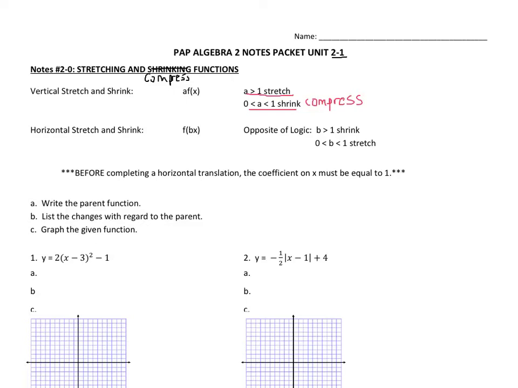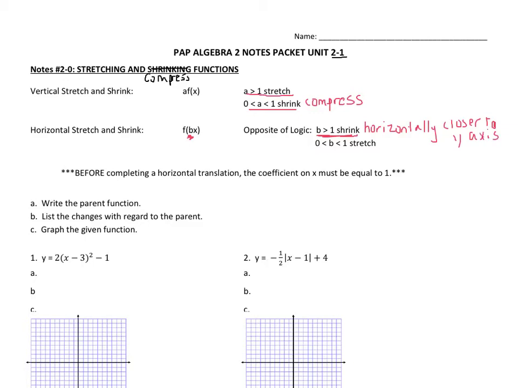Now, if you have a horizontal stretch, that's going to be on the inside of your function. Okay, so we just got done talking about translations and reflections that are horizontal and how that's inside, and it's the opposite of what you think. So as the number is big, it's actually going to shrink horizontally. So that means it's going to get closer to the y-axis.